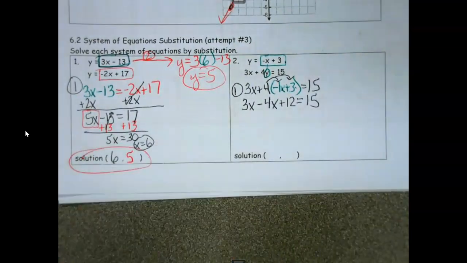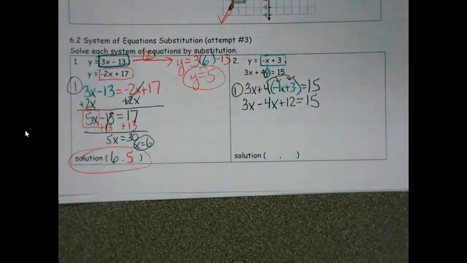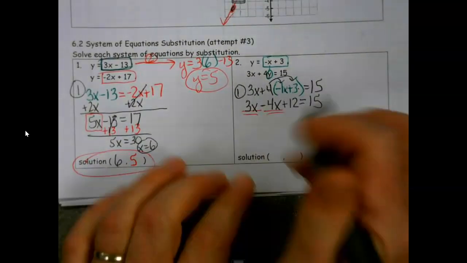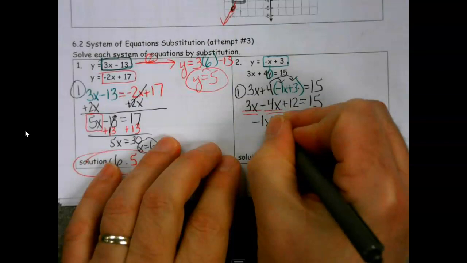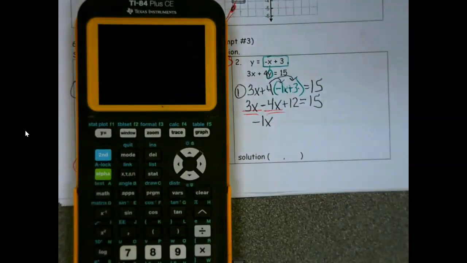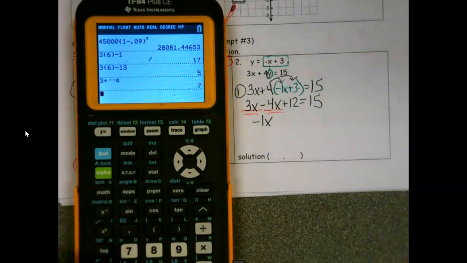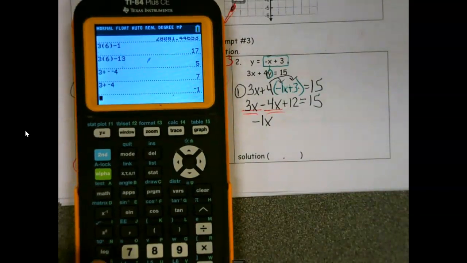Now here's where we've got a difference between this and what we were doing over on number 1. On number 1, my x's were on opposite sides of the equal, so I had to do an opposite to move them. They're not on opposite sides of the equal anymore. They're together. So when they're together, we go ahead and just combine them. So 3 plus -4.